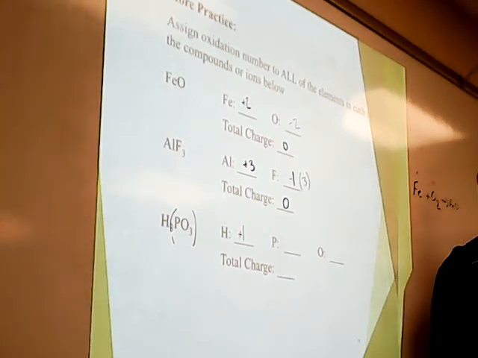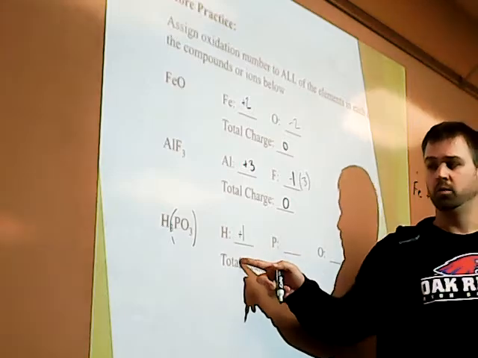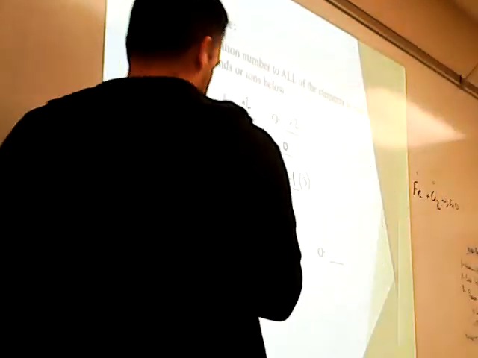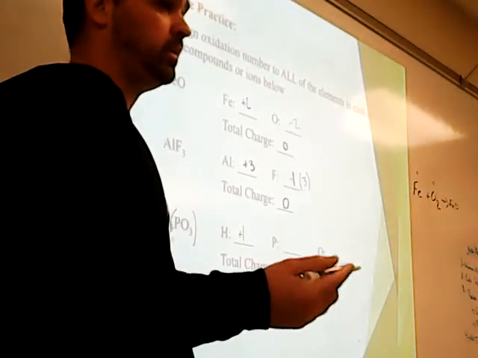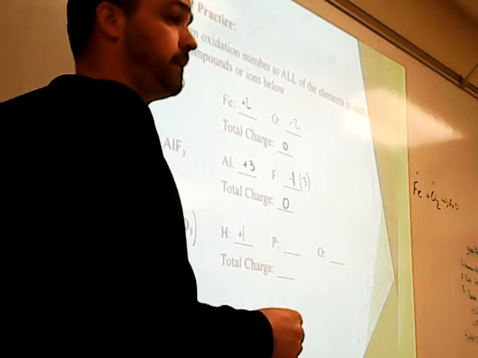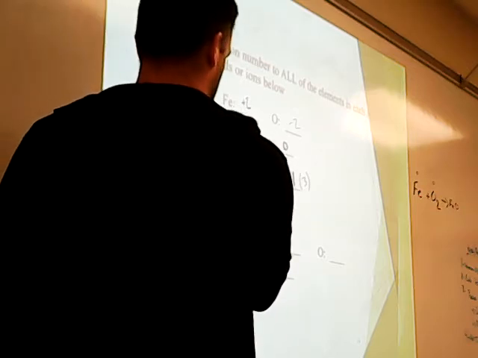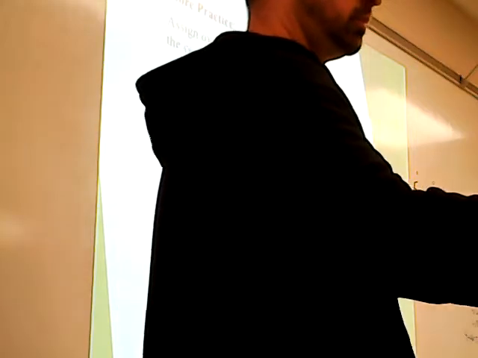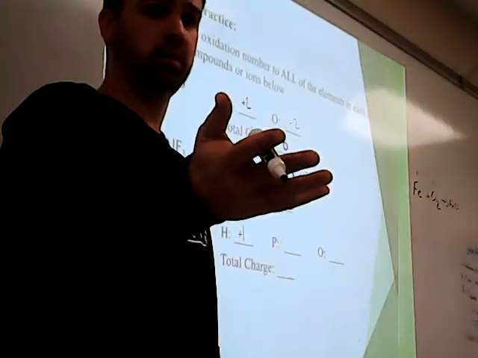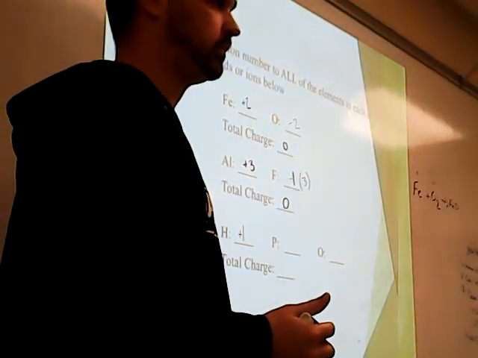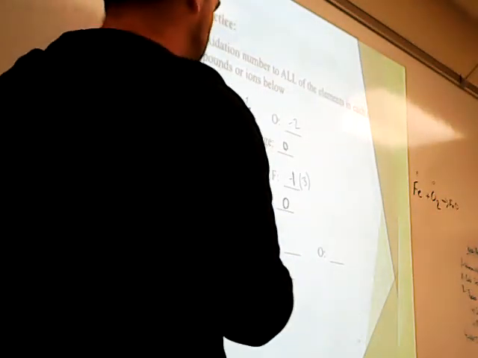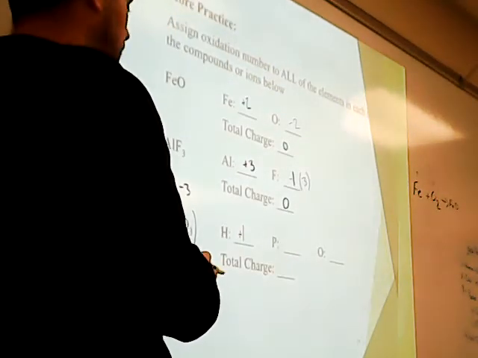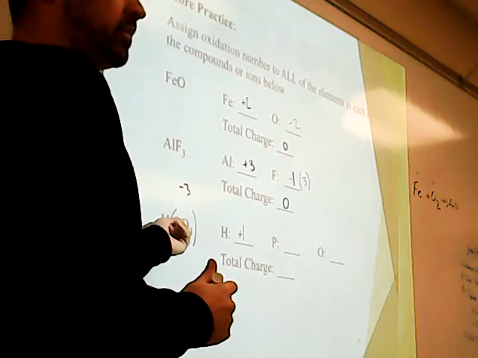A total of +3, but each hydrogen is +1, which means the overall charge of this phosphite should be -3, correct? And if you look at your polyatomic ion chart, that's what it is. So now we need to do a little bit of math to figure out, what's the easy one in here? Phosphorus or oxygen?